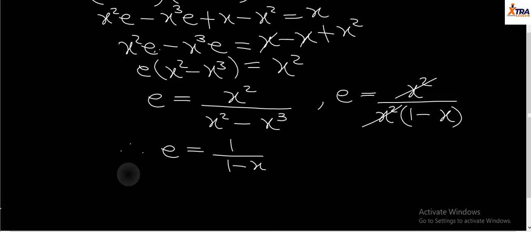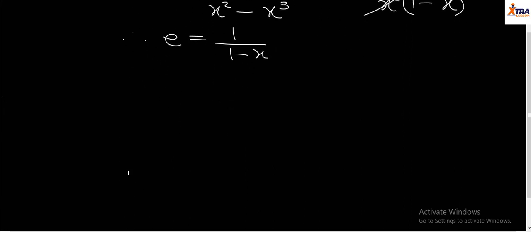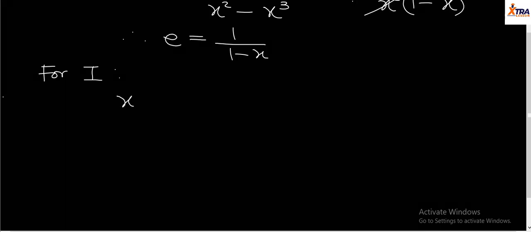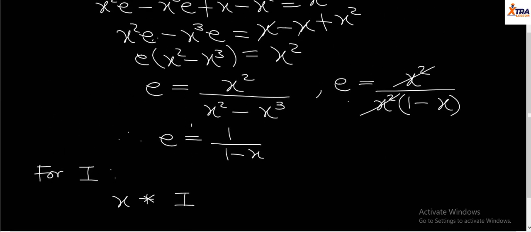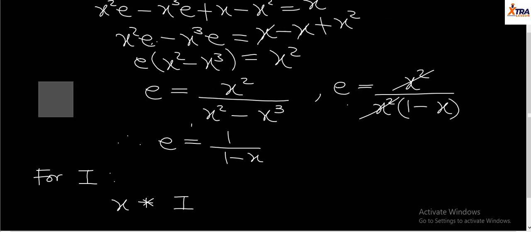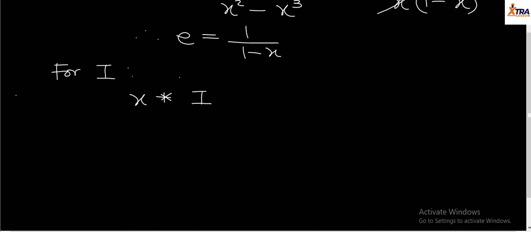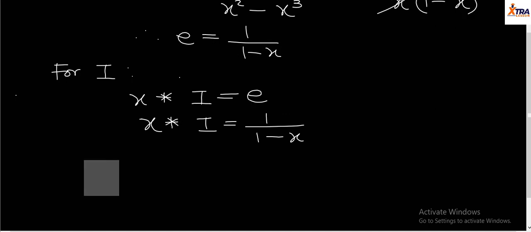But this is not where I'm going to stop. I'm going to go back to my inverse elements. For the inverse element I, I remember that x operation I gives us E, where my E now has been given to me as 1 over 1 minus x. So now I can say what my I here is, using the formula.